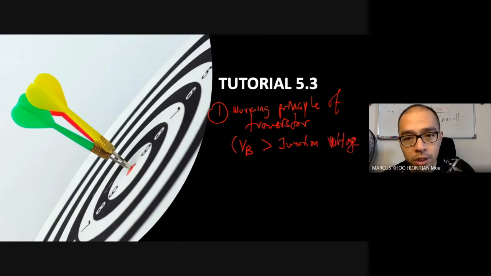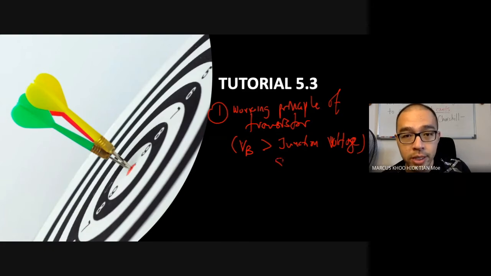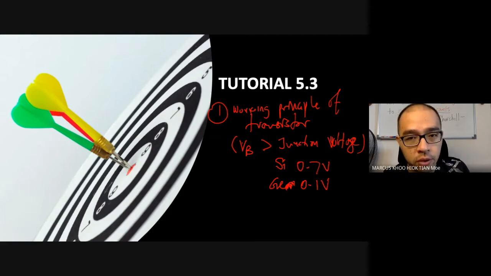If you watched yesterday's video, you will know that junction voltage is very dependent on the type of semiconductor that you use. If you use a silicon semiconductor, it'll be 0.7 volts. If you use a germanium semiconductor, it's 0.1 volts. But the idea is that your base voltage should be bigger than the junction voltage. Once it is big enough, then the transistor will work.